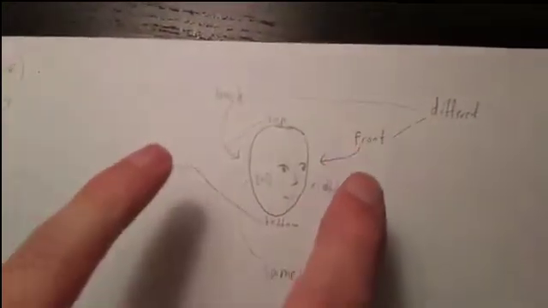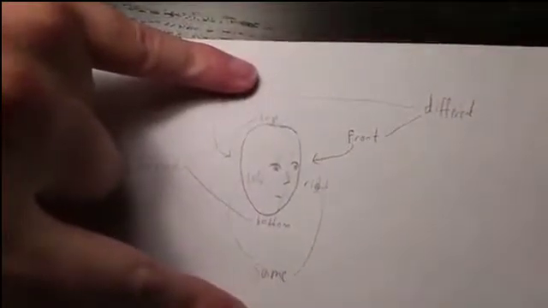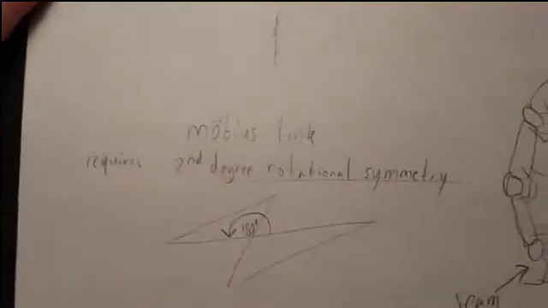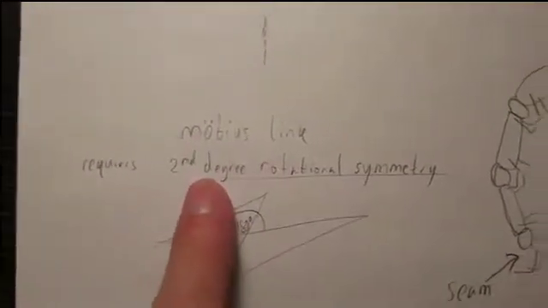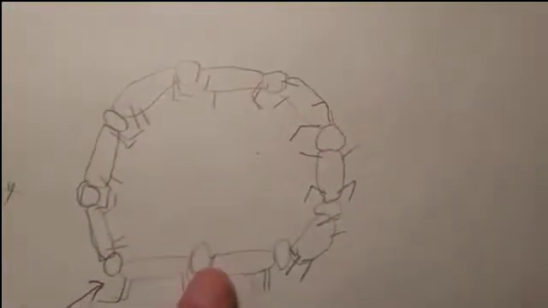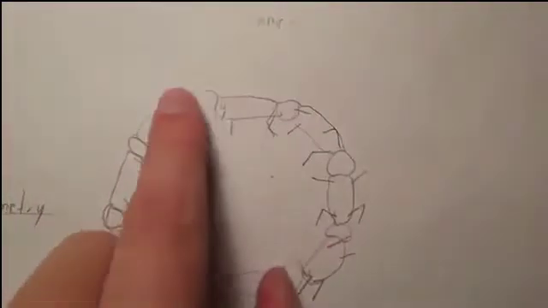But there's a problem when the top and bottom are different, right? Because, well, so humans, as links in the chain, humans end up having this kind of bilateral symmetry, like this kite. Whereas a proper link for a Möbius chain would require at least second-degree rotational symmetry. It has to be able to be turned 180 degrees, just like in the twist over here, where they start like this, and they twist 180 degrees around.